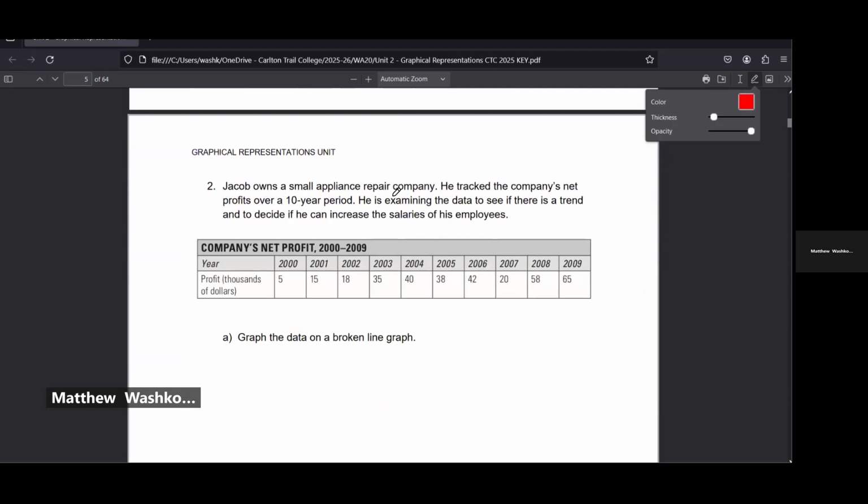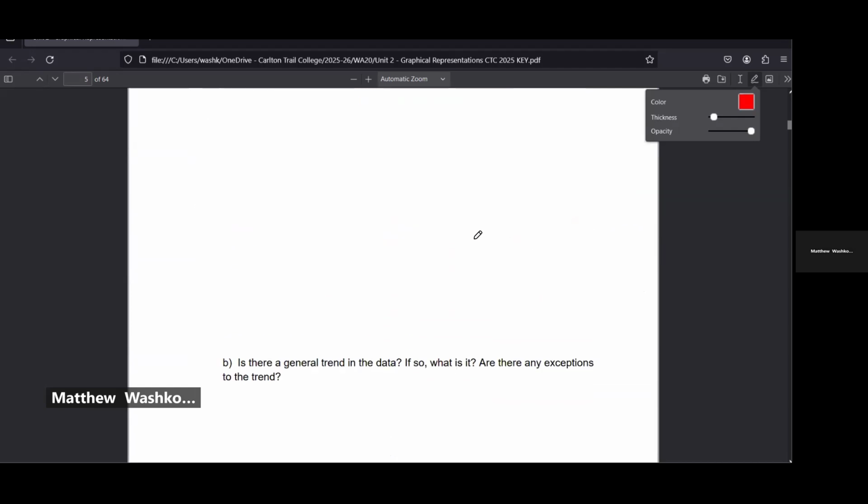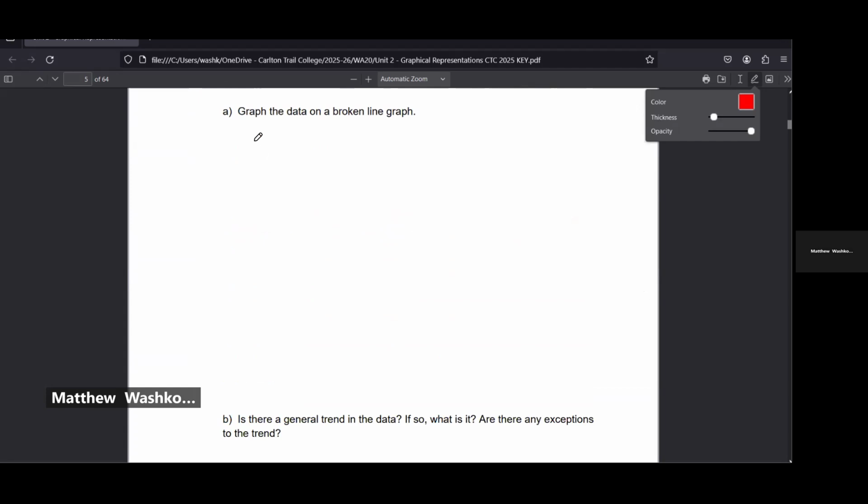So next one here is we have Jacob owns a small appliance repair company, and he's tracked the profits over 10 years. Hey, just like those stocks we looked at. And he's examining his data to see if there is a trend that he can tell. And so he's trying to figure out if he should increase the salary of his employees. So let's start out here. We're going to graph this. Now, you guys might have a chart here. If you don't, I'm going to show you how to make one.